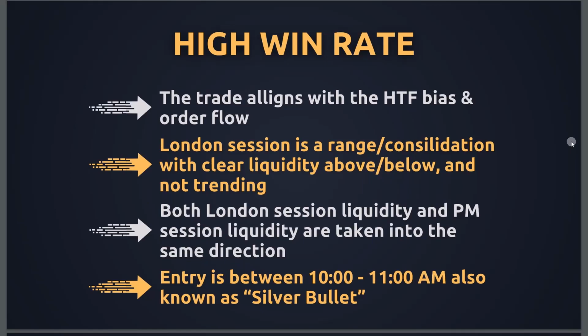And finally, the entry between 10 a.m. and 11 a.m. EST, also known as the silver bullet, is a high probability entry. So if you keep focusing on a 10 to 11 a.m. entry, that's a high probability entry. Why? Because it offers you the silver bullet entry.